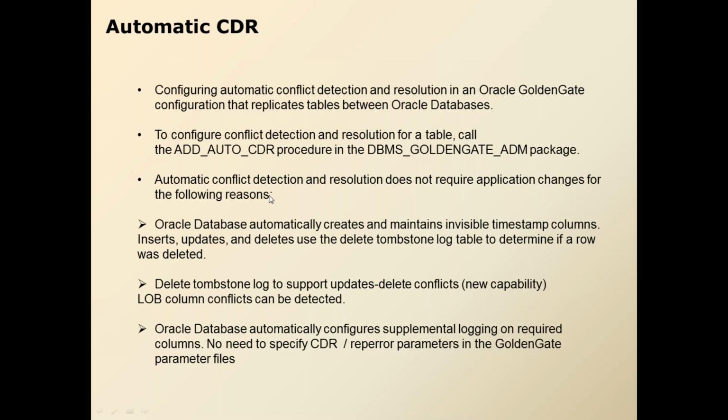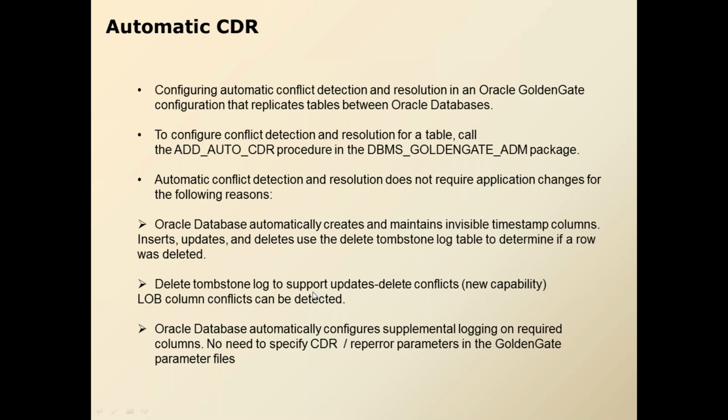So in a table, an extra column is added with the name CDRTS$ROW. I'll show all this to you. That is an invisible column basically. Insert and update are maintained using that. Now, if there is any delete, deletes are recorded in another table called the DT$ table. When you enable auto CDR, that table automatically gets created. So a delete tombstone log table is created to determine if a row was deleted.